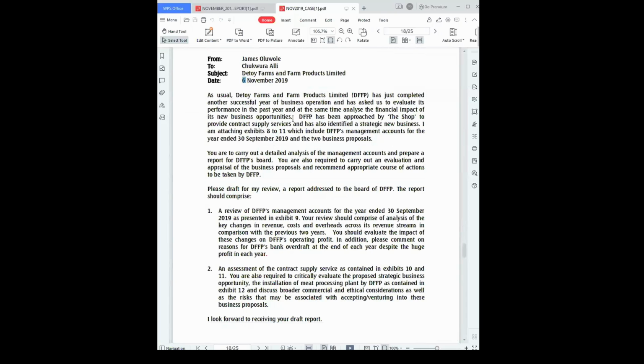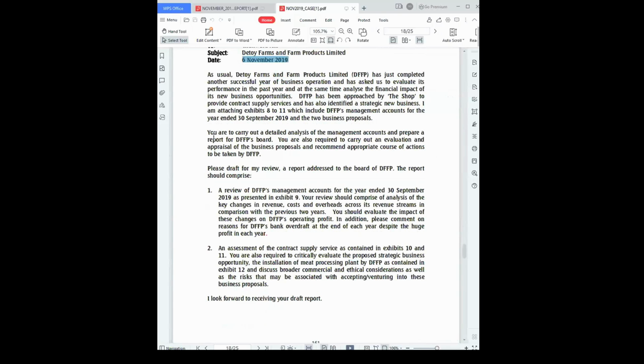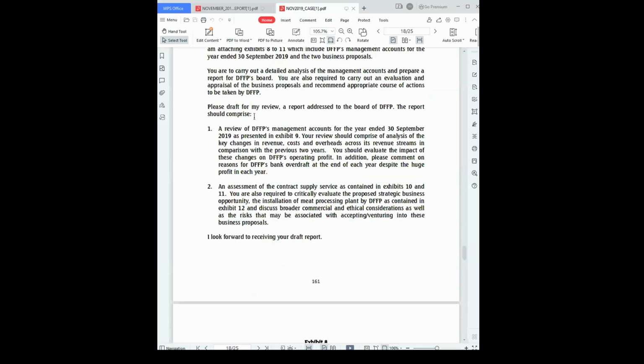The request they received from the client, and you can see this email is dated 6th of November 2019, and he specifically said that you have to carry out a detailed analysis of management accounts and prepare a report for DFFP's board. You're also required to carry out an evaluation of the business proposals and recommend appropriate courses of action to be taken by DFFP. Please draft for my review a report addressed to the board of DFFP.